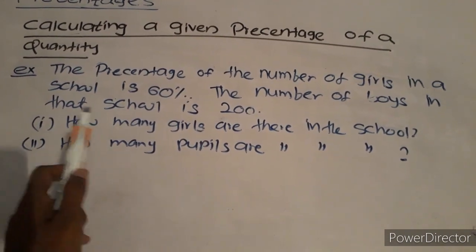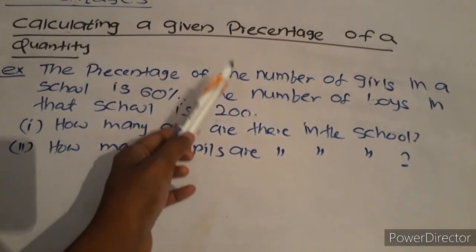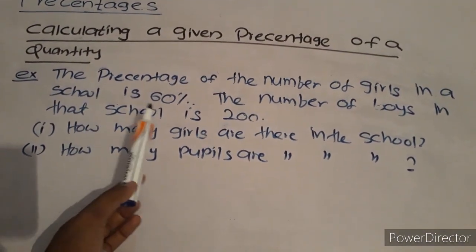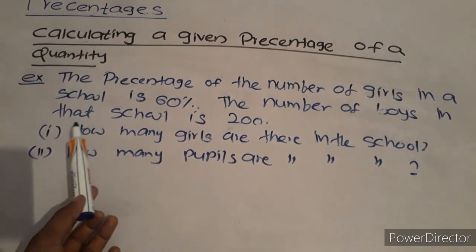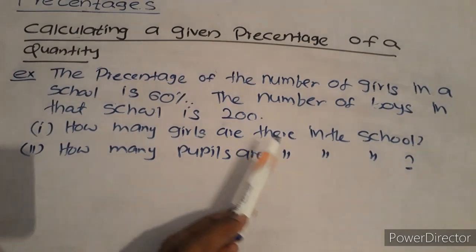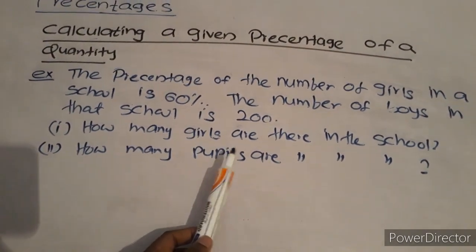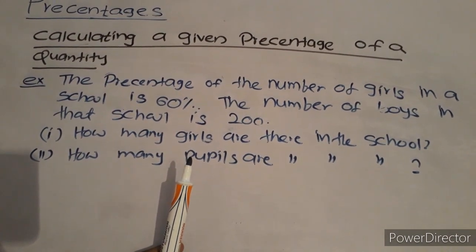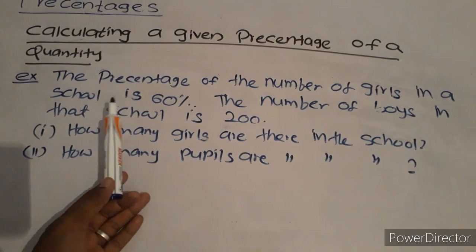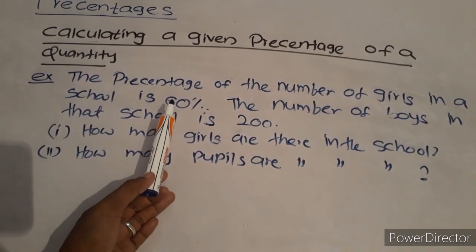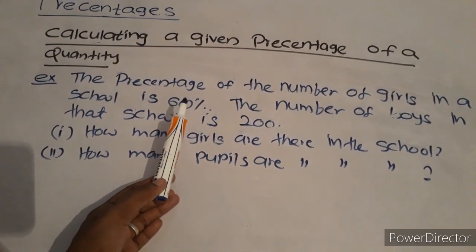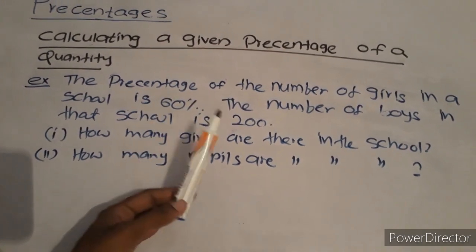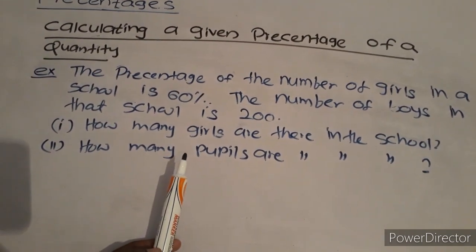So I'll do this exercise. The percentage of the number of girls in a school is 60%. The number of boys in that school is 200. The question asks how many girls are there in the school and how many pupils are there in the school. So how to find out how many girls are there in the school? They have given us the percentage of the girls in the school. What is the percentage of girls? 60%. So we have to convert it from a percentage to a quantity, no? So how to do it?